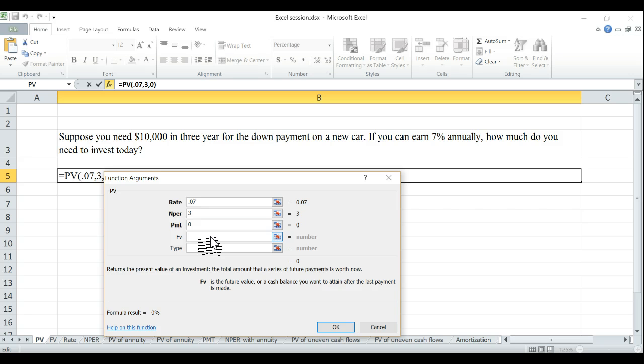Future value is, in this case, saying suppose you need $10,000 in 3 years. So our goal is to have a future value of $10,000 in 3 years. So that's the future value.